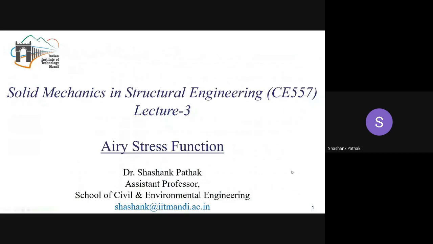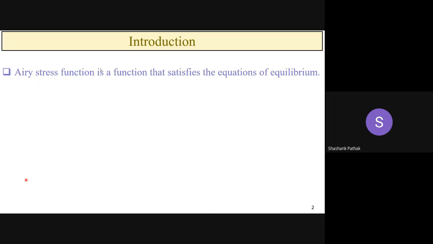Today I'm going to start the third lecture, that is on Airy stress function. This is something quite simple and mathematical, and it is not something very difficult. So I'm going to start. I have started the recording also. So Airy stress function is a function that satisfies the equations of equilibrium.